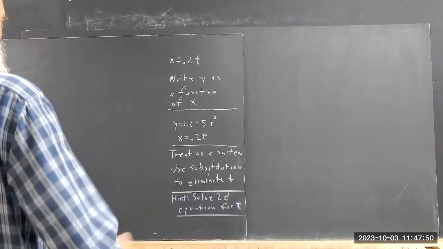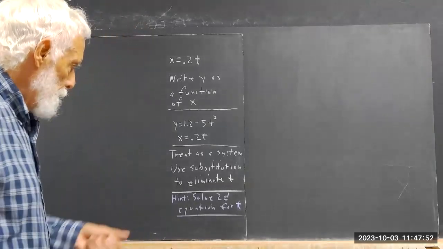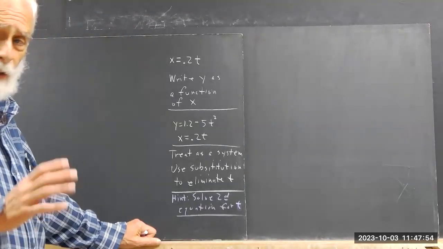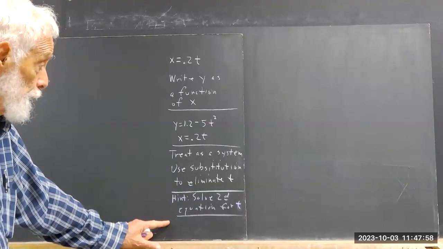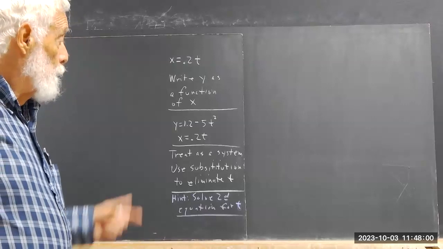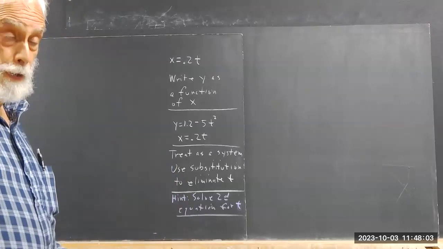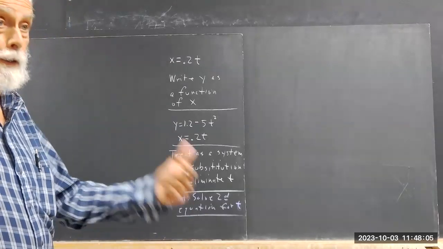Well, it seems that people don't remember substitution very much. Maybe they just haven't seen very much of it. Maybe it's been a while. So the idea is fairly simple. We want to eliminate t, so we solve one of the equations for t and plug it into the other equation.